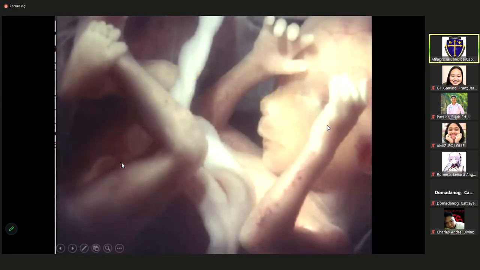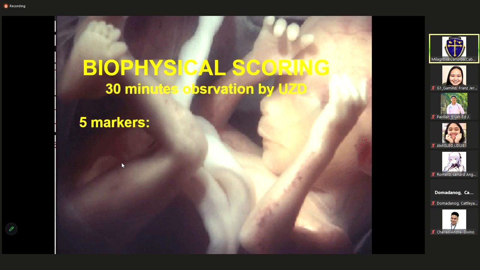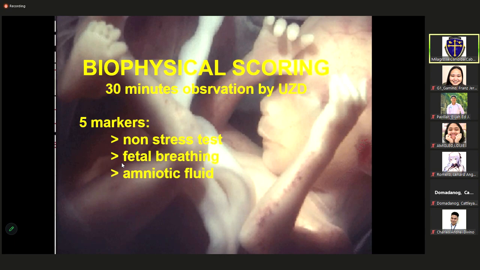Next would be, of course, your biophysical scoring. Okay, so it is a 30-minute observation by ultrasound. So we have 5 markers. You have the non-stress test. You have the fetal breathing. You have the amniotic fluid. And then the fetal body movement. And of course, the fetal tone. So each of the measurements has a score of 2 points if normal, and 0 points if not normal.